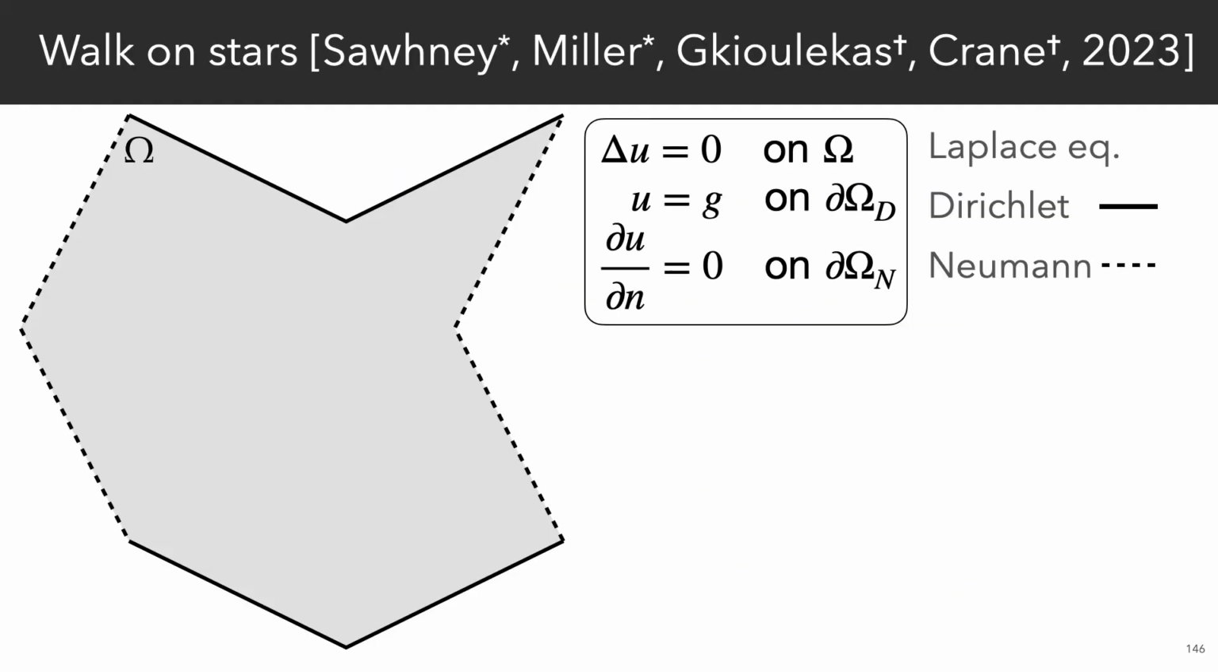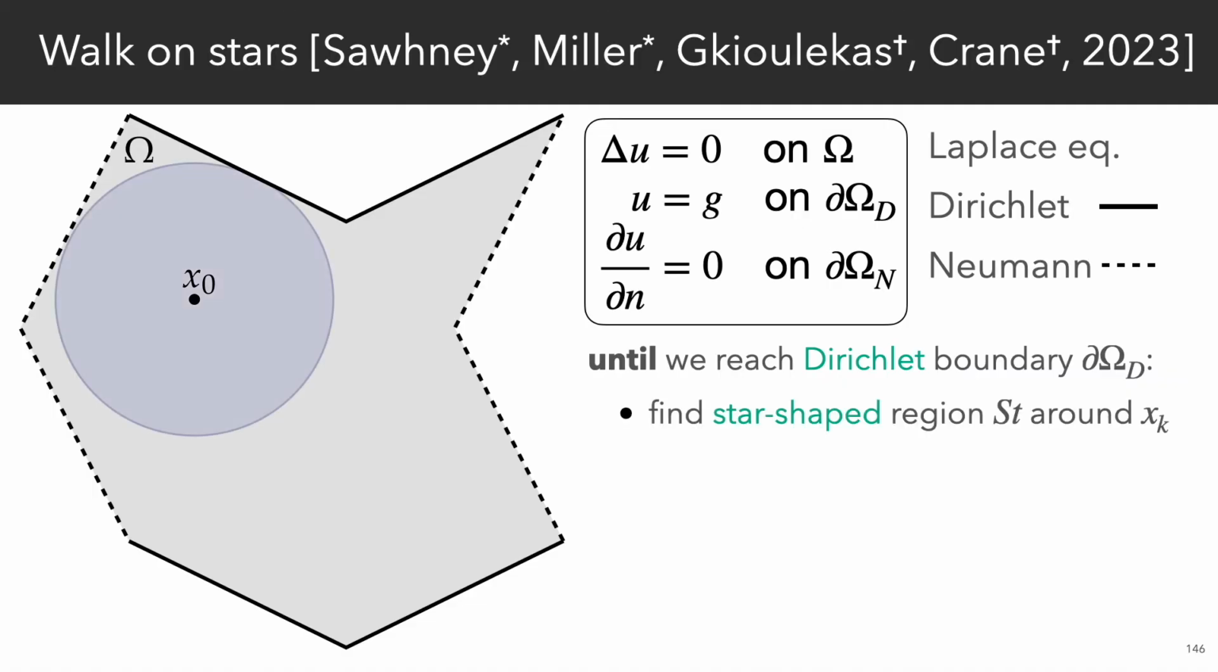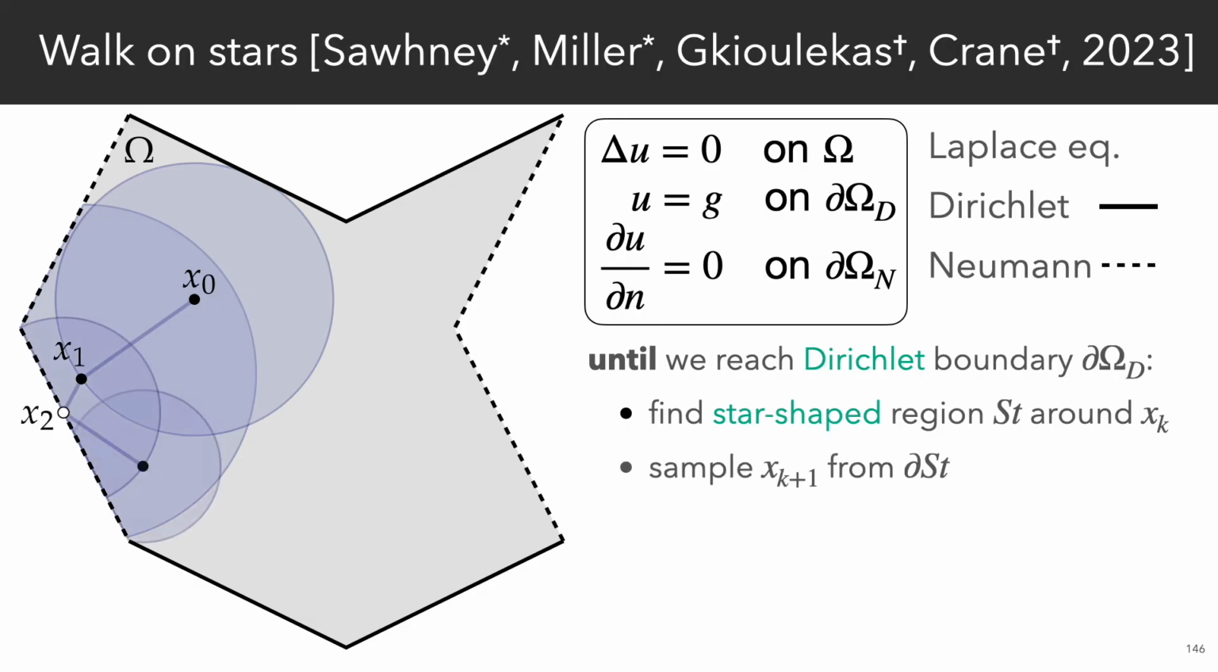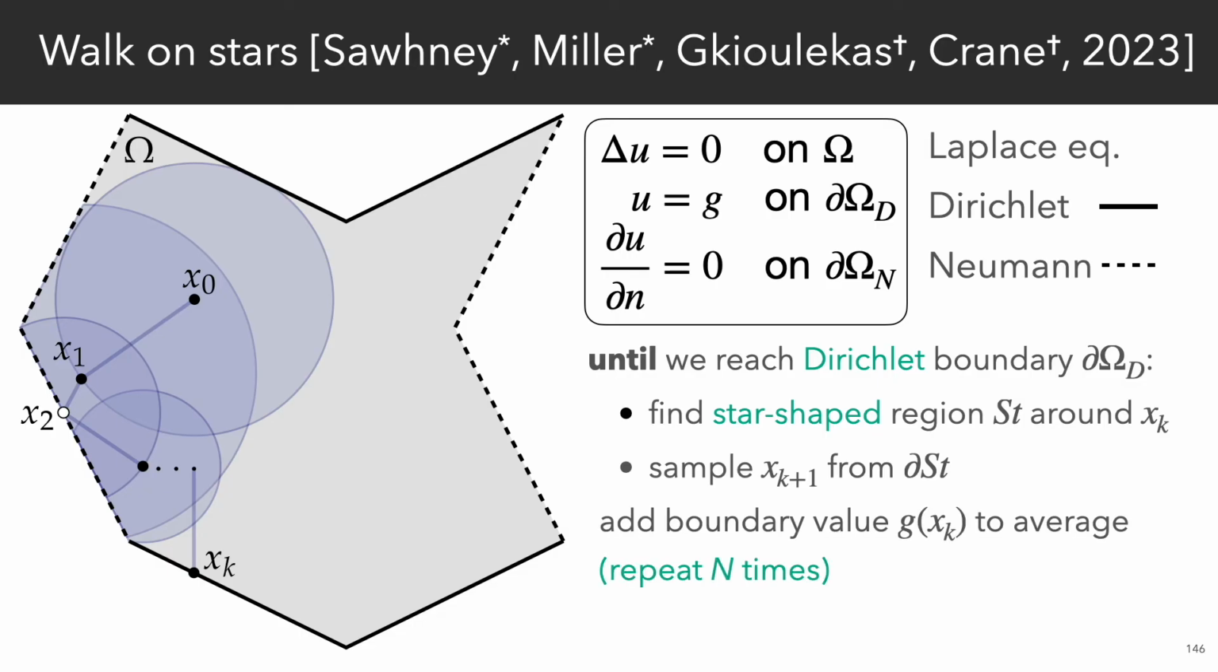So altogether, this leads us to the walk on stars algorithm for mixed Dirichlet and Neumann boundary conditions, which is conceptually very similar to walk on spheres. So until we reach the Dirichlet part of the domain boundary, we now find a star-shaped region around xk. This could be a ball, or more generally, it could be the intersection of a ball with a domain, as shown here. We then sample the next point on the boundary of the star-shaped region, and we keep going until we finally add a Dirichlet value to our estimate, and we then repeat this procedure n times.